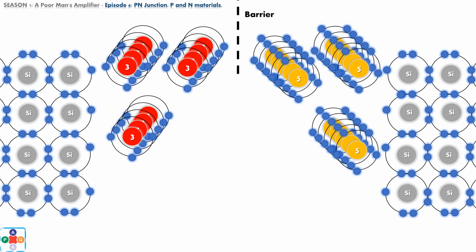Let's assume that by some manufacturing process, the left side of the silicon crystal is doped with trivalent atoms, and the right side of the crystal is doped with pentavalent atoms, simultaneously, with some barrier separating the two types of doping materials, preventing them from coming in contact before they reach the silicon crystal.